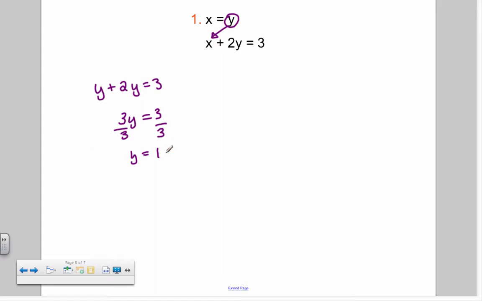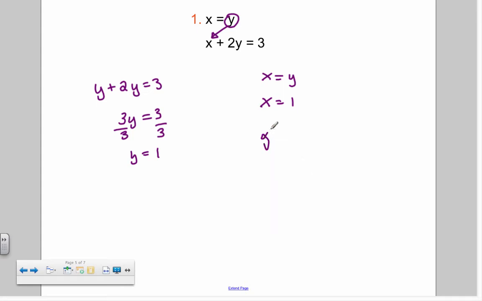Now that I've solved for one variable, I can go and plug that variable back into one of the 2 equations. I'll choose the first equation, x equals y. And if I know that y is 1, then I know that x equals 1. Okay, and that should make sense. You can always test this by plugging it into the other equation as well. 1 plus 2 times 1 equals 3. 1 plus 2 is 3, and that's correct.